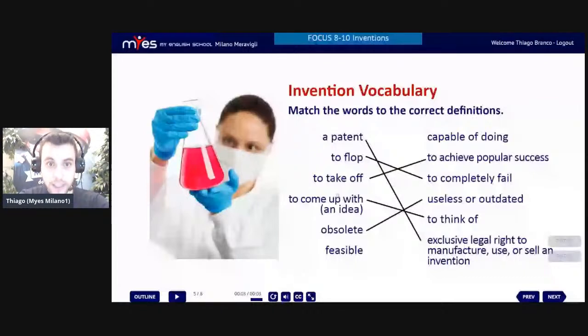And the last one, feasible, or you can also say doable. So you're capable of doing. Let me put doable here as well. Feasible plus doable.